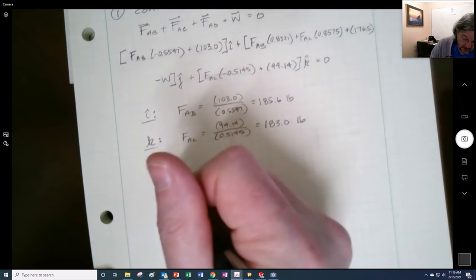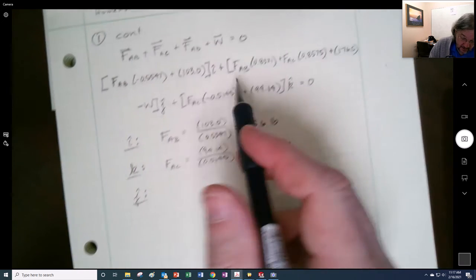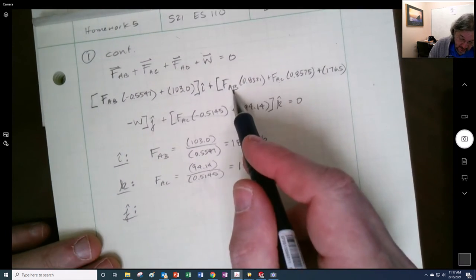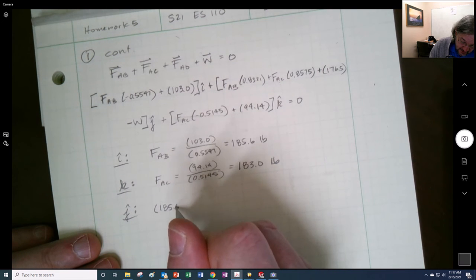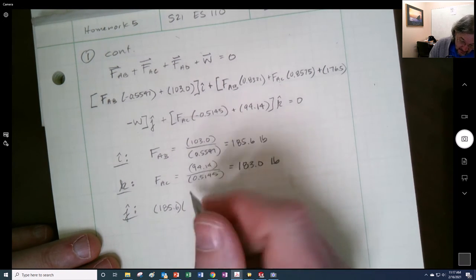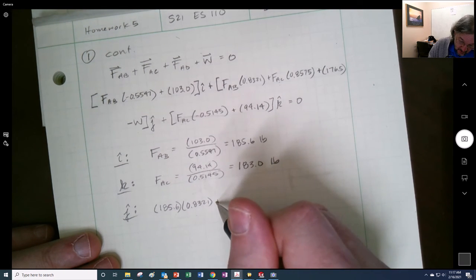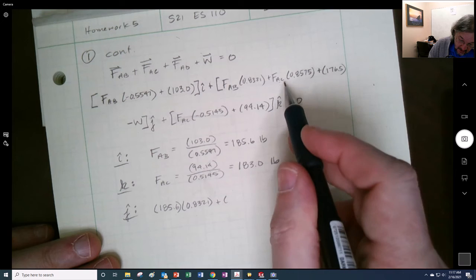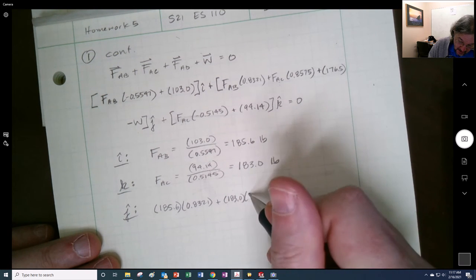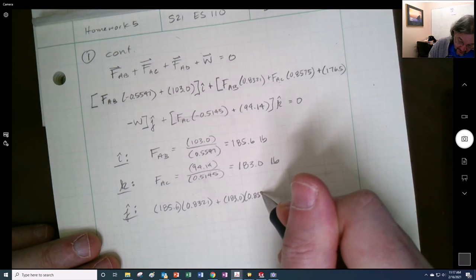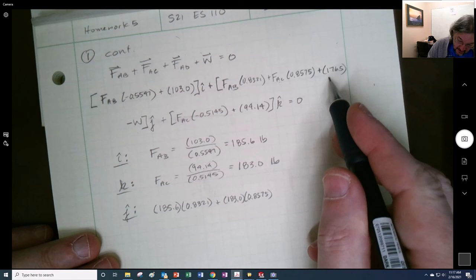And then lastly, I go to J and plug this in right here, and I go ahead and put the numbers in here. We have 185.6 times 0.8321 plus FAC of 183 and 0.8575. And then, whoops, what happened here?